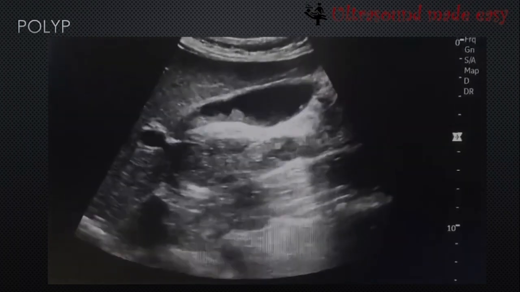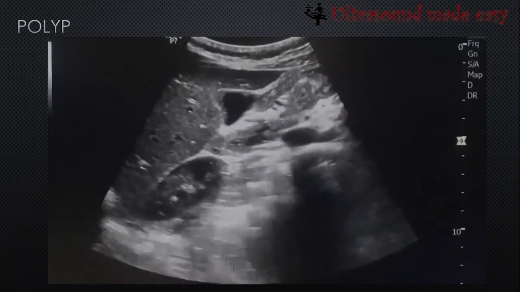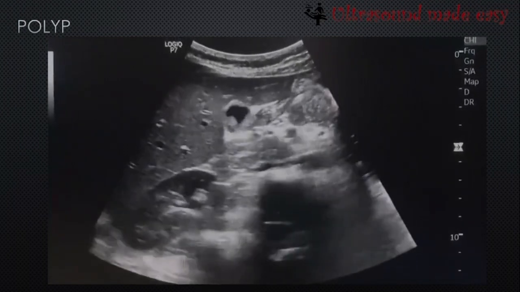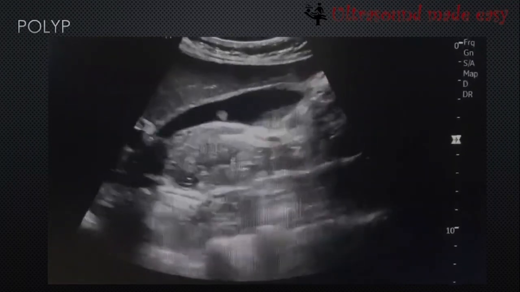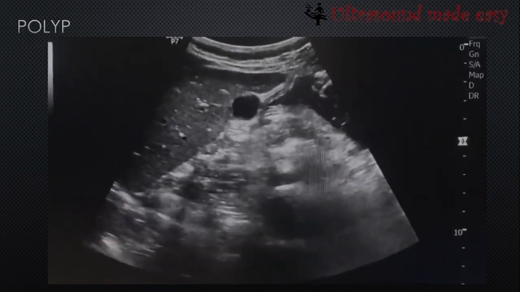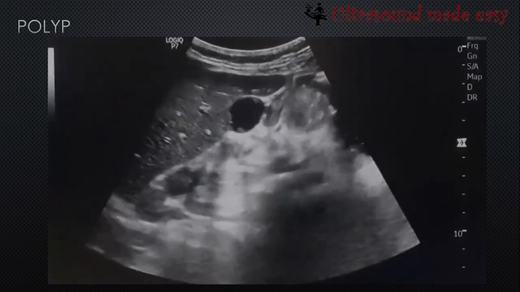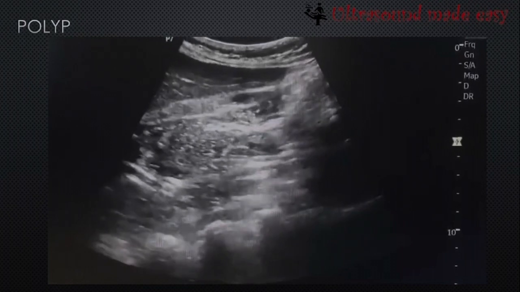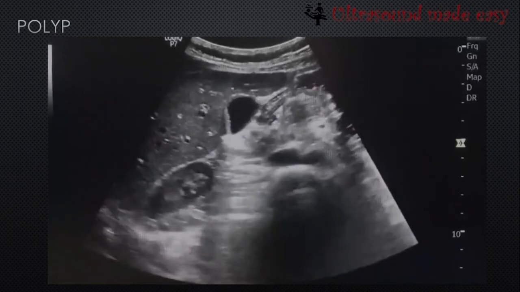So we have seen the calculus in so many cases. This is another common clinical finding, in which we usually find a small echogenic focus in the lumen of the gallbladder. Whenever we see this type of case, we have to look at whether it is giving a posterior acoustic shadowing or not. If it is not giving posterior acoustic shadowing, then it is not likely a calculus, and we have to move the patient from the supine position to the right or left decubitus position and see whether it is moving or fixed.